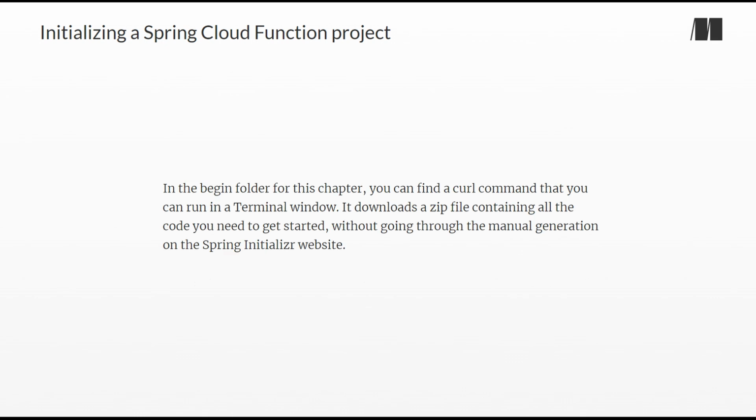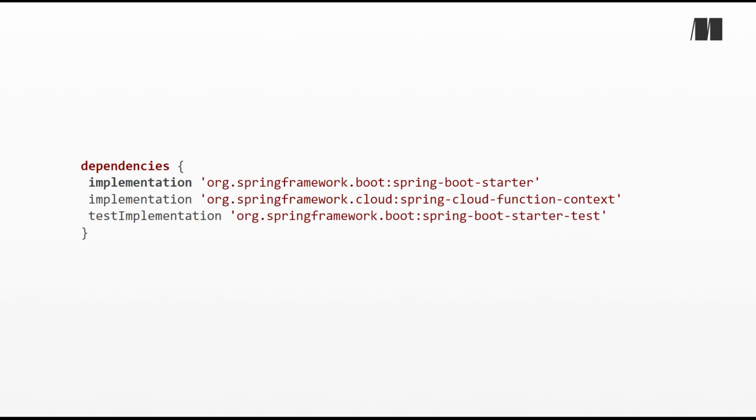Tip. In the Begin folder for this chapter, you can find a curl command that you can run in a terminal window. It downloads a zip file containing all the code you need to get started without going through the manual generation on the Spring Initializr website. The resulting dependencies section of the build.gradle file looks like this.